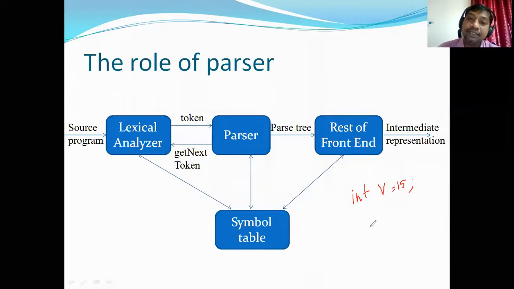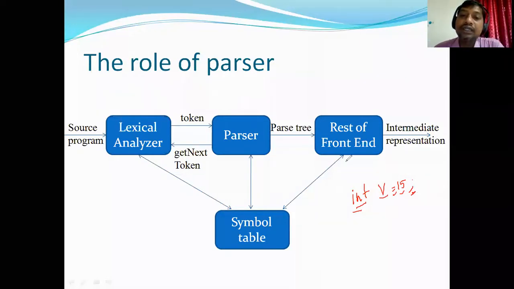So the role of the lexical analyzer is it has to identify these individual terms. Okay, int is one term, v is another term, equal to is another term, 15 is another term, semicolon is another term. Okay, so the purpose of the lexical analyzer is to generate this stream of tokens. Okay, it has to generate int, v, equal to, 15 and semicolon. It has to generate these many tokens. Okay, those are in turn given as input to the parser, the next phase of the compilation process.